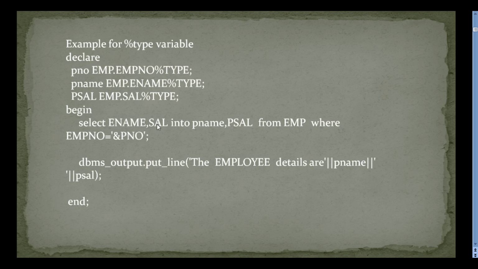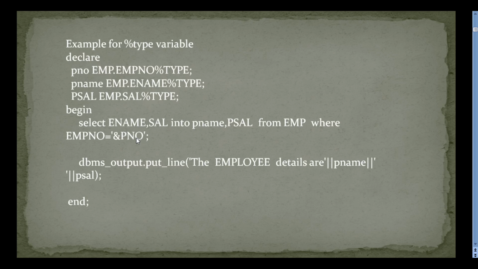Select ename comma sal into program variables. To get the database table's column values into the program variables, we use the INTO clause with the select statement. That's why I write it like this: select ename, sal into pname, psal from EMP where empno equals ampersand PNO. So at runtime, it asks for a prompt like this: enter a value for PNO, that is the employee number.